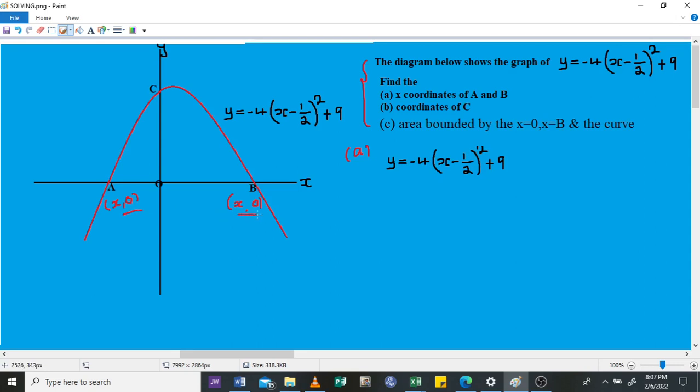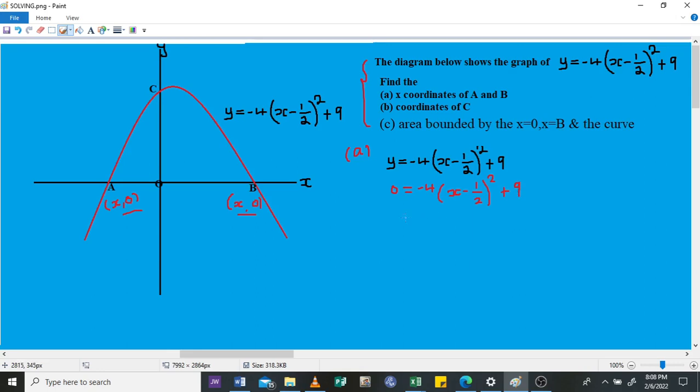So we are saying y is equal to 0. So let's set y equal to 0. If y is equal to 0, what will be the values of x at those 2 points? That is what we want to find out, and that's exactly what the question is asking here. So this is what we have.